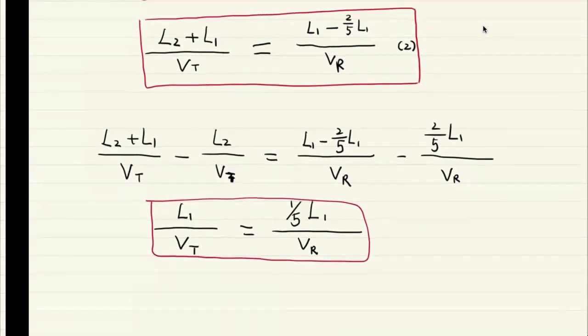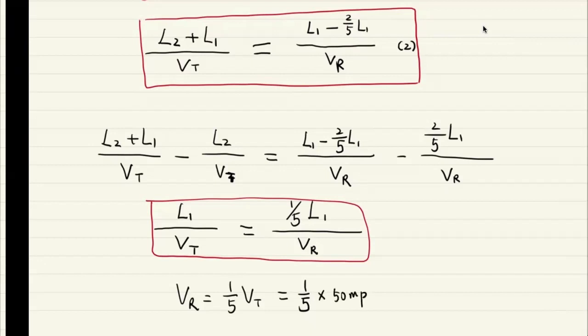And if you do some simple rearrangement, you will find that the speed of the runner is 1/5 of the speed of the train. And because we know that the speed of the train is 50 miles per hour, that tells us the speed of the runner is 1/5 times 50 miles per hour, which yields 10 miles per hour. And that's the speed of the runner.